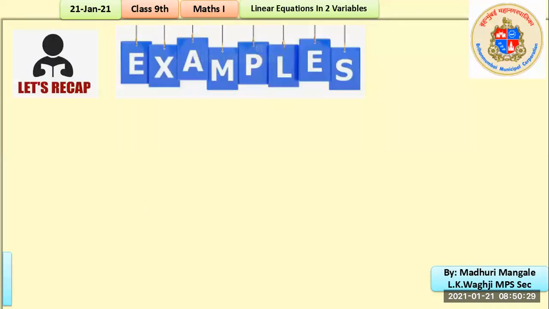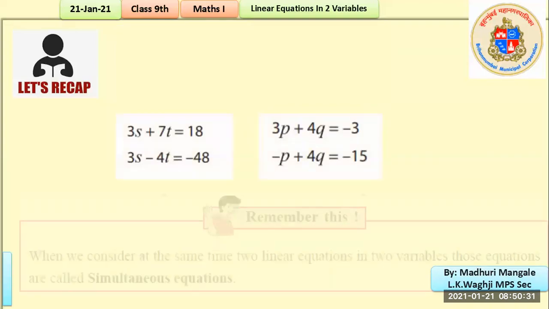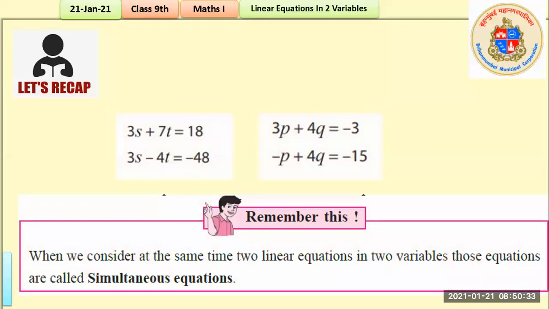Then we saw the meaning of simultaneous equations. Simultaneous equations means there are two linear equations in two variables. So instead of looking at one equation, when we are looking at two equations at a time, we say they are simultaneous equations. Here you can see two examples of simultaneous equations.